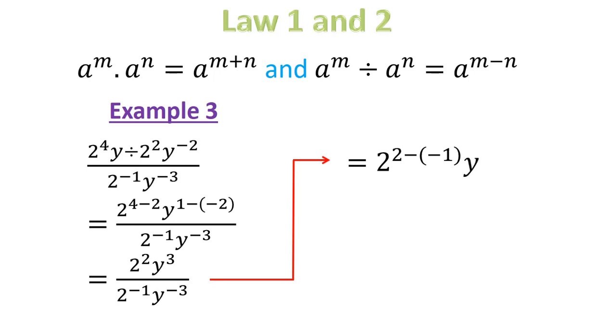Then we have y to the power of 3, again we're dividing by y to the negative 3, so it's subtract negative 3. That gives us 2 to the power of 2 minus minus 1 is 2 to the power of 3, y 3 minus minus 3 is 6. And if we want to finish that off, it gives us 8y to the power of 6.